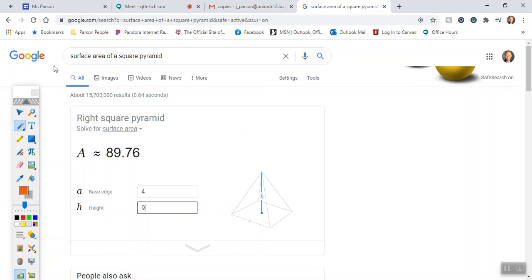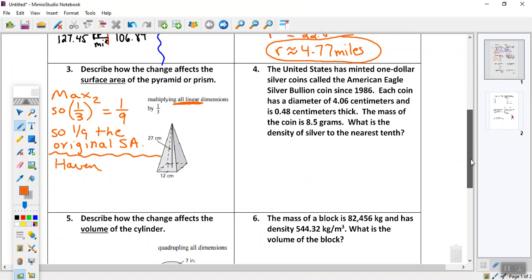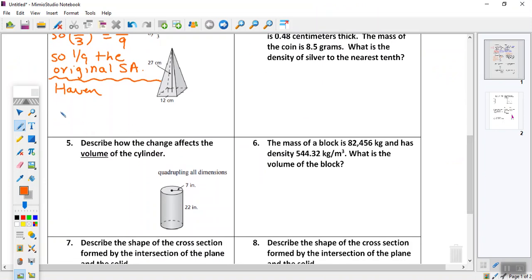Okay, so let's do this. Let's look at it from this perspective then, okay? Haven, what was the original surface area? 807.81. And what's my new surface area, kids? 89 point how much? 0.76?